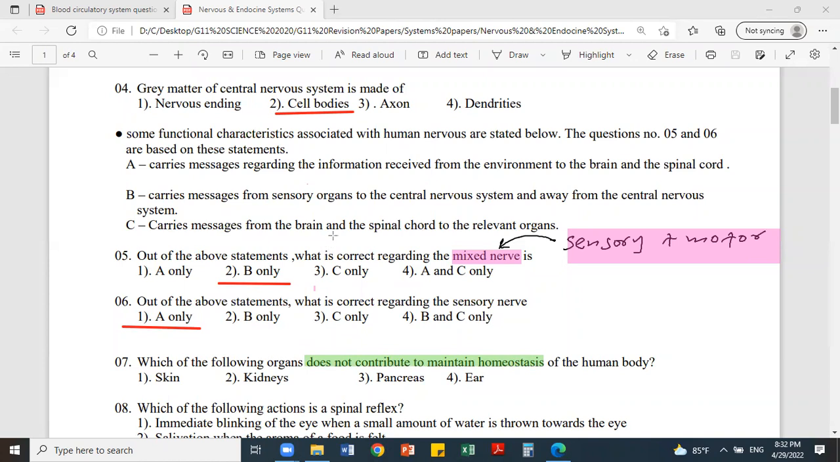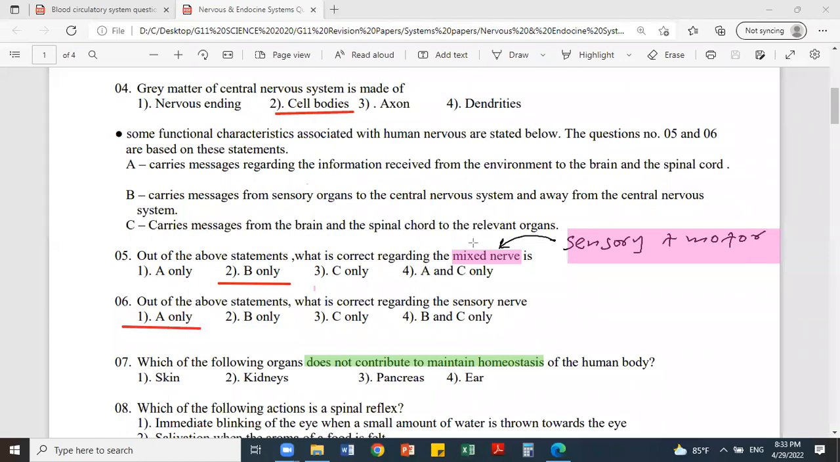Can you write under each how it helps to maintain homeostasis, which means maintaining a constant internal environment. Which condition does the skin help to keep constant? That is the body temperature, right? Body temperature by the skin, kidney water level, pancreas blood glucose level. But the human ear has no link with that.